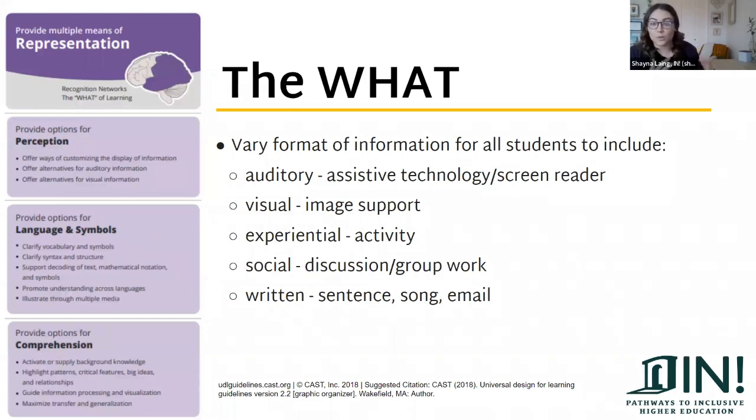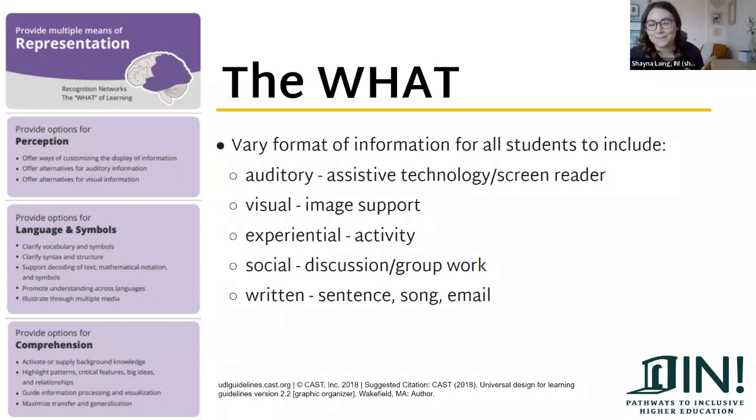So for example, when you're presenting information, when you're teaching a class, make sure that you're incorporating auditory components. Use assistive technology. Have a screen reader. So a student that might require a screen reader for every single assignment, it's actually really beneficial to have a screen reader read aloud a prompt or some kind of information to the entire class. It normalizes the use of that assistive technology, but it also provides auditory support for students that otherwise would just have to read it.